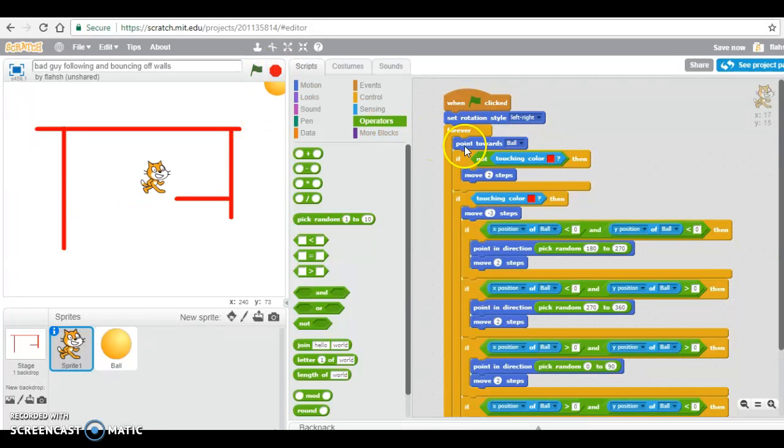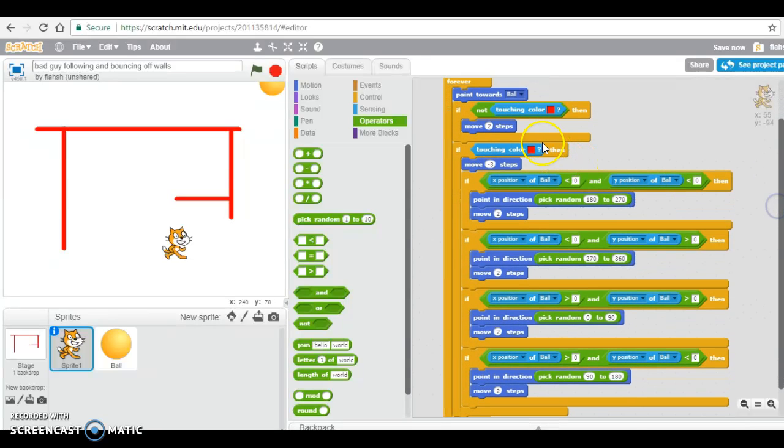And now forever, point towards the ball. The ball is the main character here. And then if you're not touching the wall, move 2 steps. So now if the cat's not touching the wall, he's chasing the ball by taking 2-step segments. But if the cat is touching the wall, I'm going to move backwards 3 steps. So basically hit the wall, go back 3 steps.